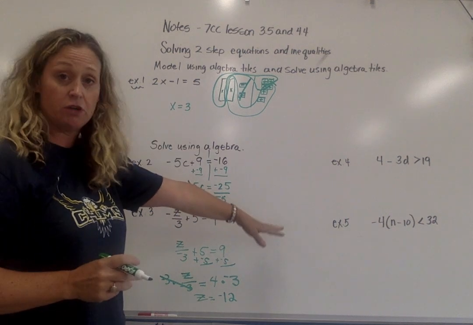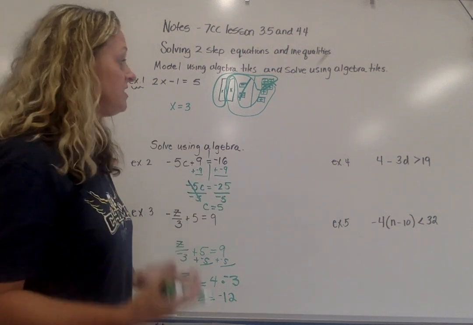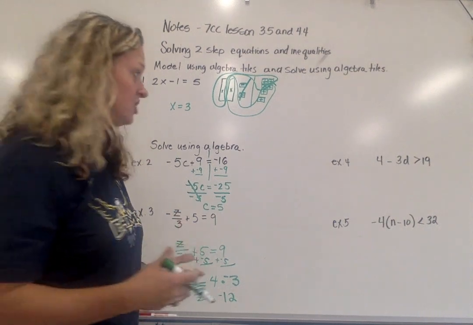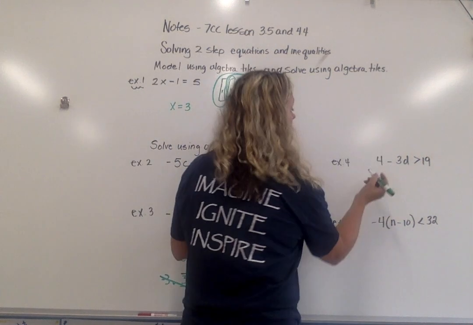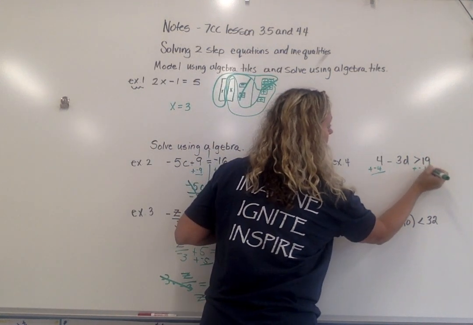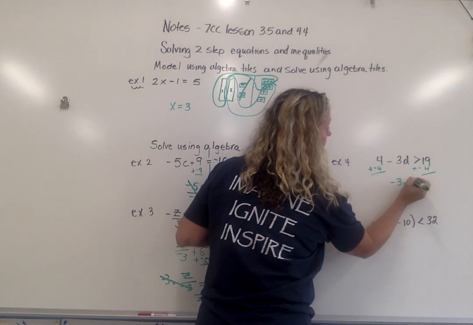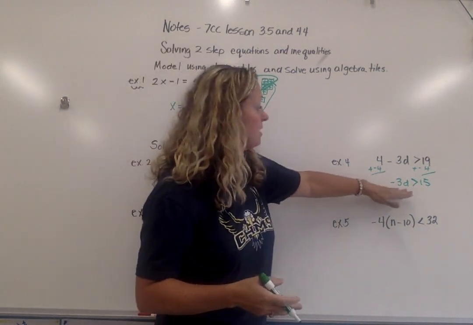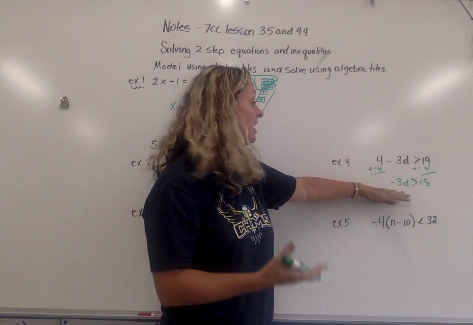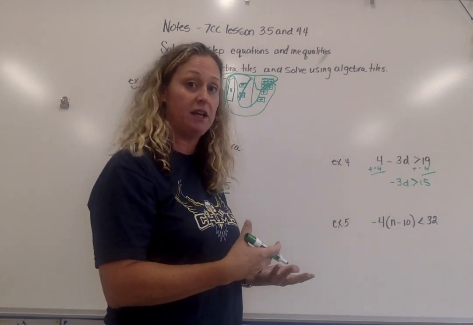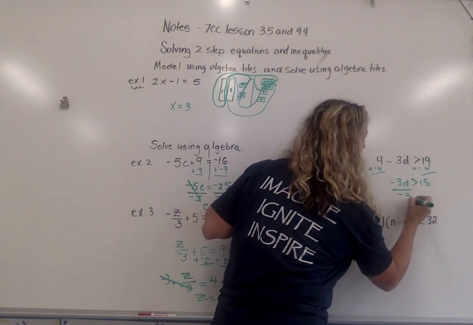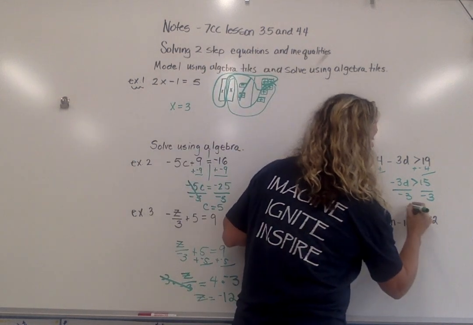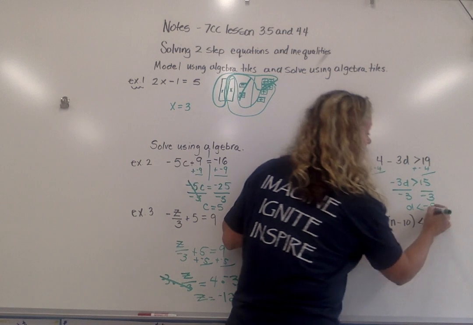When I solve inequalities that are two-step, I use the same process. The only thing different is I have to look for that red flag when I'm multiplying or dividing by a negative. The inequality direction sign changes. So I'm going to combine like terms, and in this case, I'm going to add negative 4 to both sides. When I do that, I get negative 3d is greater than 15. I'm back to a one-step inequality, and then I ask myself, what's happening to the variable? It's being multiplied by negative 3. So I do the opposite, which is divide by negative 3. But because I'm dividing by negative 3, that greater than symbol becomes a less than symbol. So now I have d is less than negative 5.